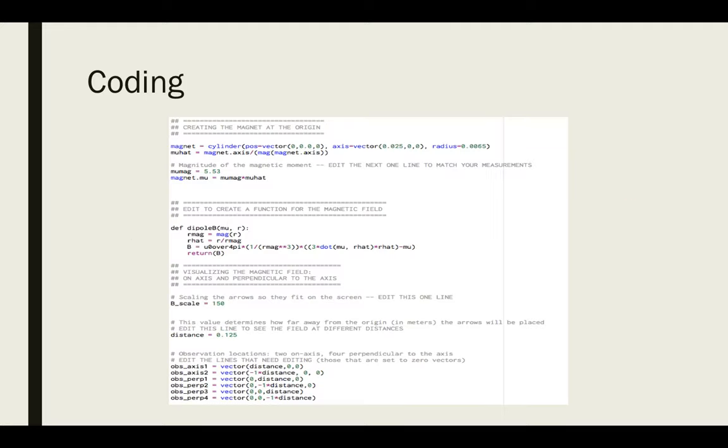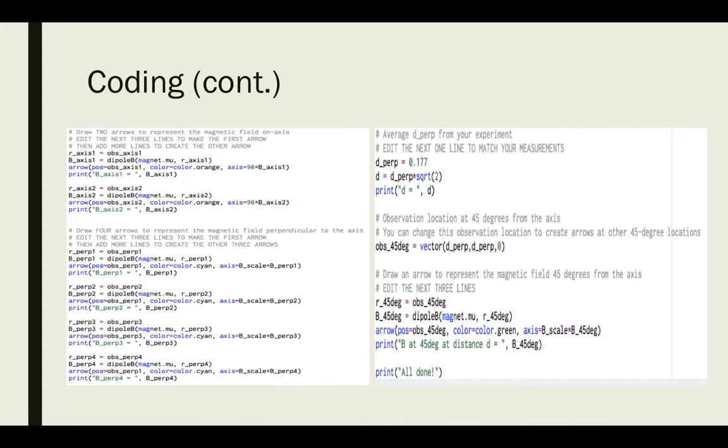So getting into the coding here, of course, I first centered the magnet at the origin, and then created a function using the Biot-Savart law equation here. This is basically just scaling, and then I set my two on-axis observation locations and my four perpendicular observation locations.